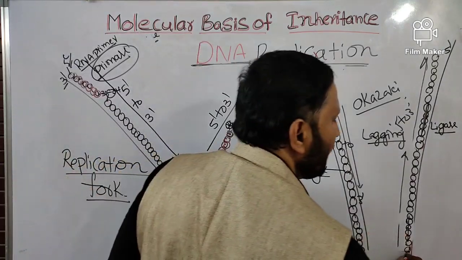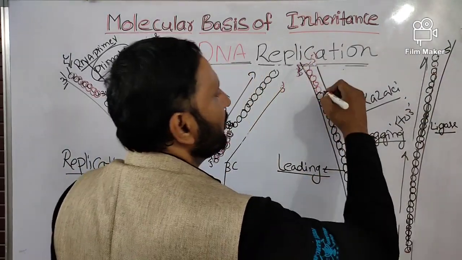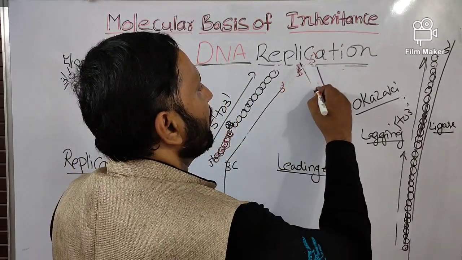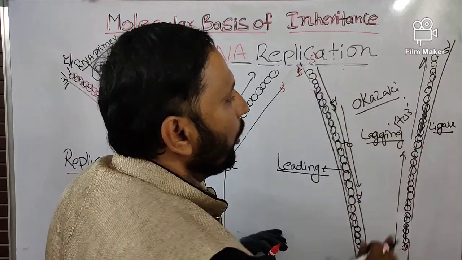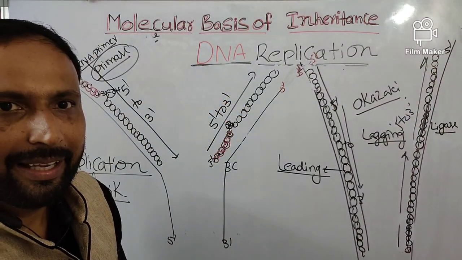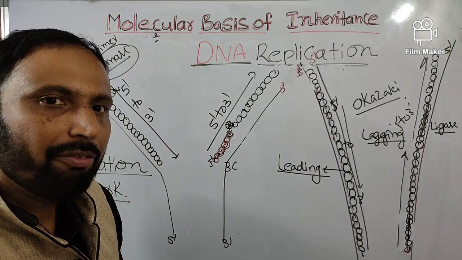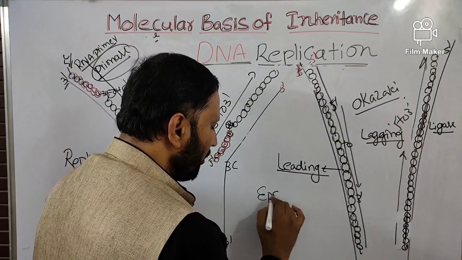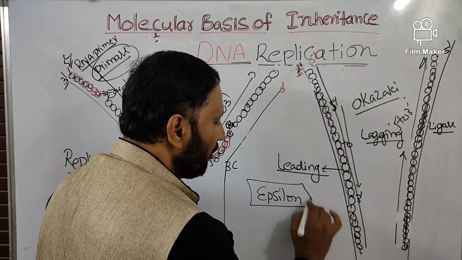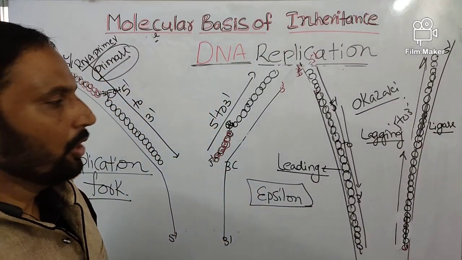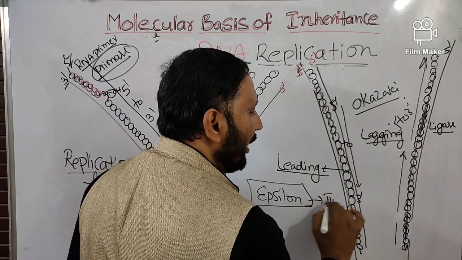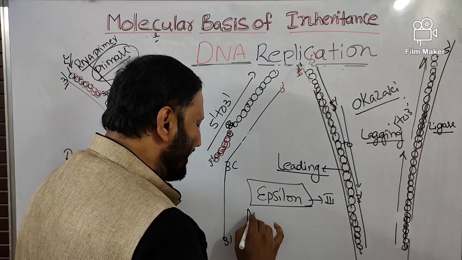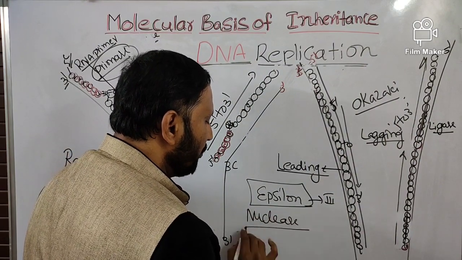Now the nucleotide sequence is present in the 5' to 3' direction. Even the RNA primer is filled with the nucleotide sequence. Now this nucleotide sequence proofreading is done by the epsilon subunit of DNA polymerase 3, already discussed in the enzymes. So the DNA polymerase 3 epsilon subunit is involved in proofreading. Not only that one, nucleases are also involved in proofreading.